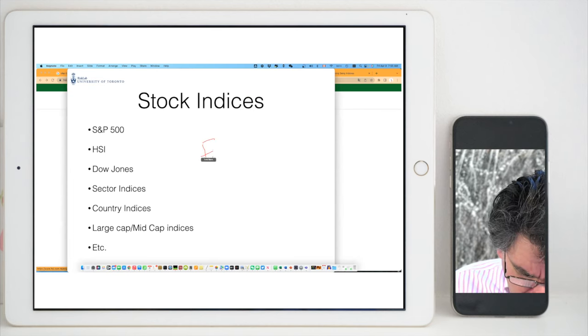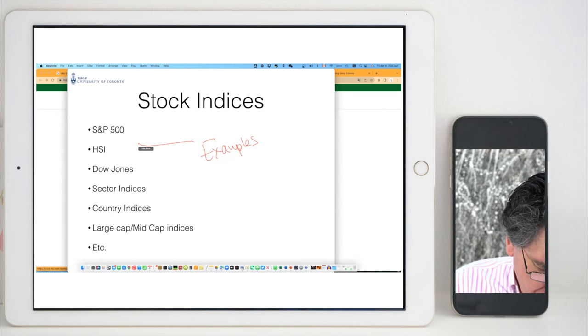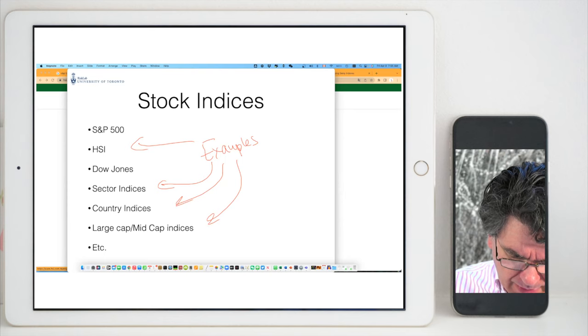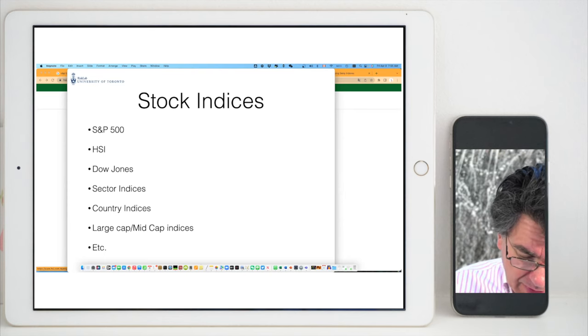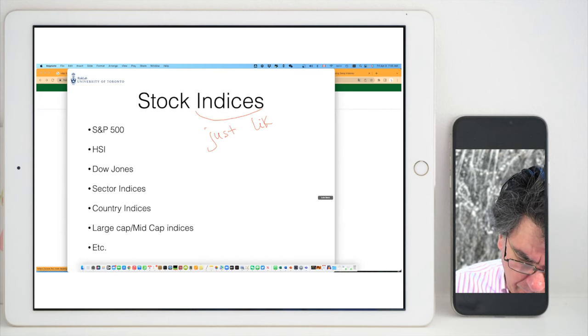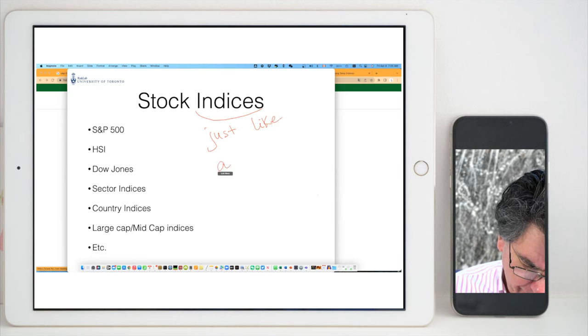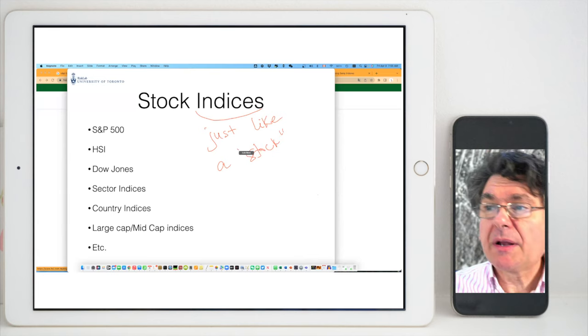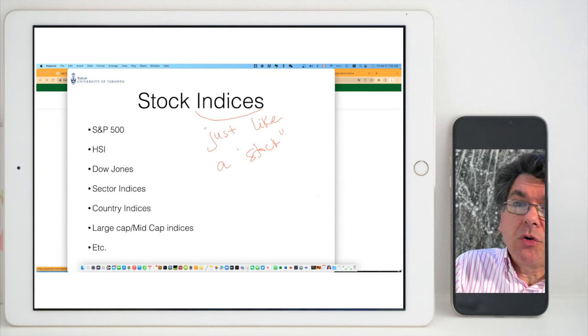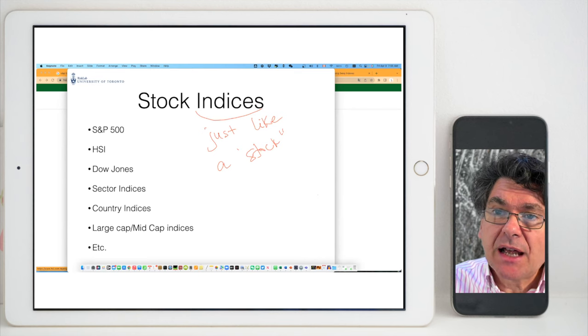We have seen examples of all of these things that we have seen here. Okay? And for us now, going forward, an index is going to be just like a stock. A stock typically makes reference to a company. An index is not a company. A company has a legal entity, has a legal existence. A company can go bankrupt. An index cannot go bankrupt. They don't exist as a corporate entity. They exist as an investment entity, not as a corporate entity.